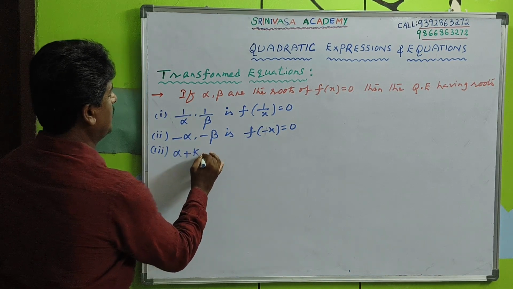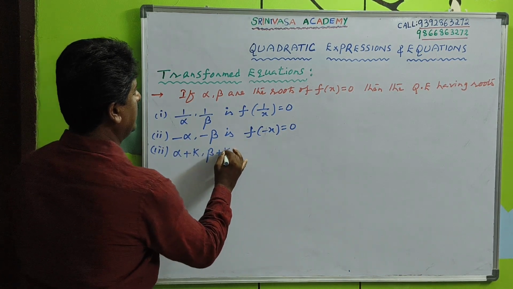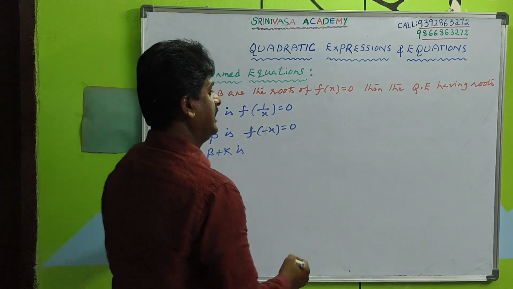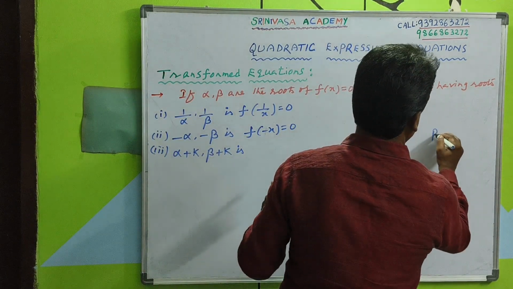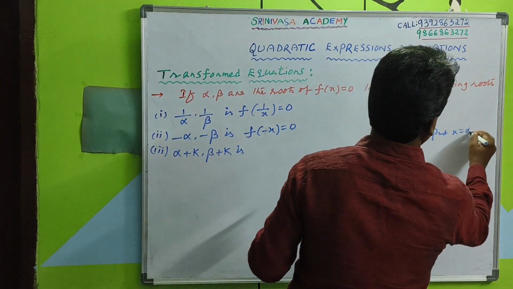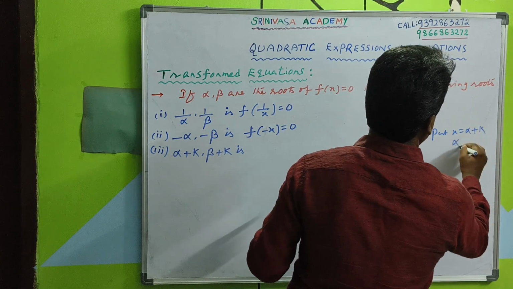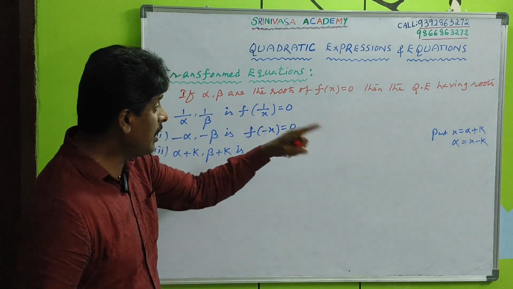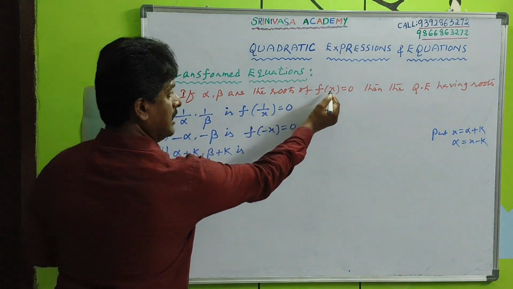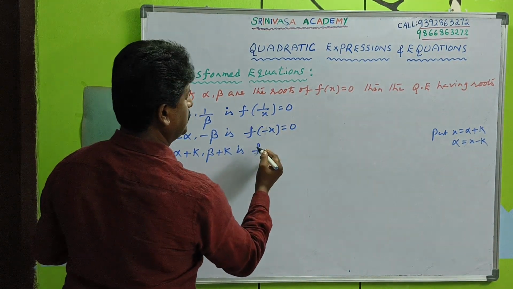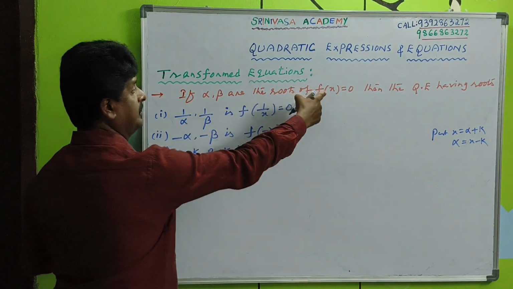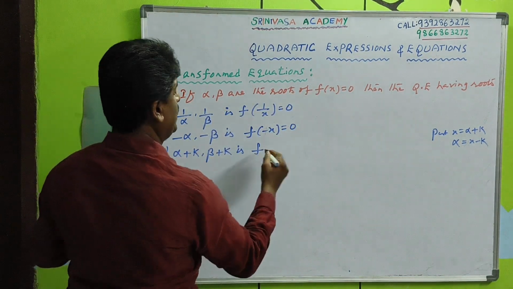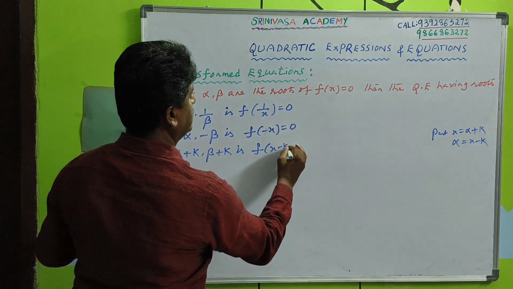Alpha plus k comma beta plus k is, see, for this put x is equals to alpha plus k, alpha is equals to x minus k. Substituting alpha in the equation f of x is equals to 0, because alpha is a root of this equation, we get f of x minus k is equals to 0.